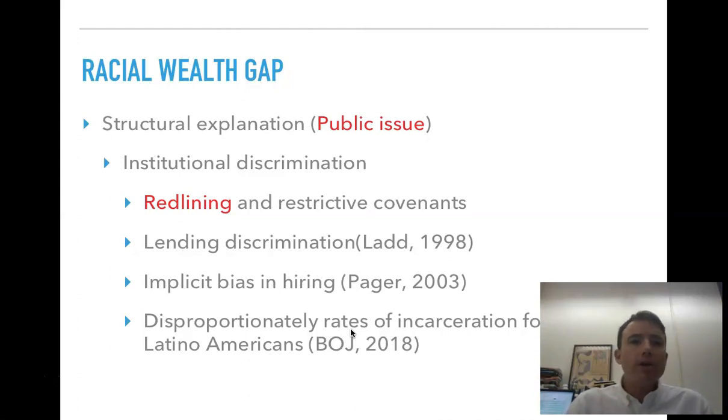So if we're looking at the racial wealth gap as a public issue, then probably one of the most glaring, kind of obvious factors is the level of institutional discrimination that exists in American society today. So institutional discrimination refers to unfair practices that result in unequal treatment of individuals or groups of individuals based on arbitrary factors like skin color.